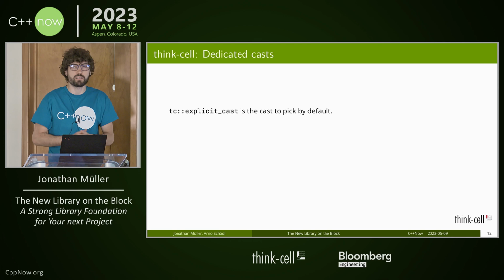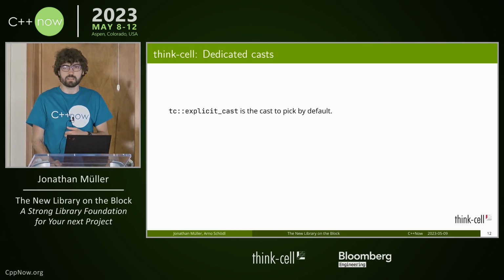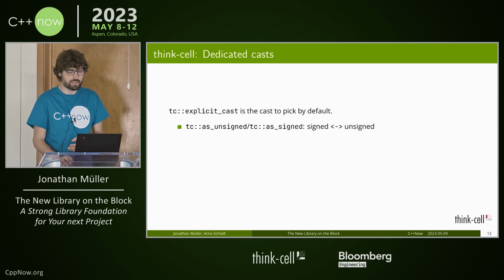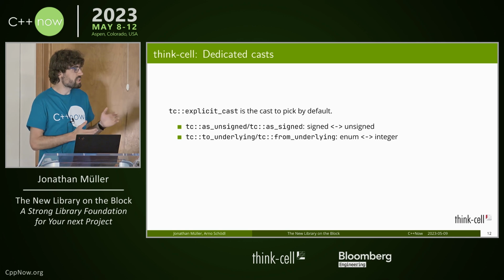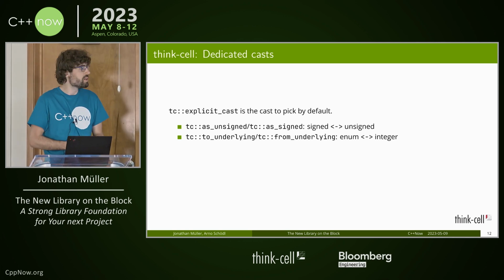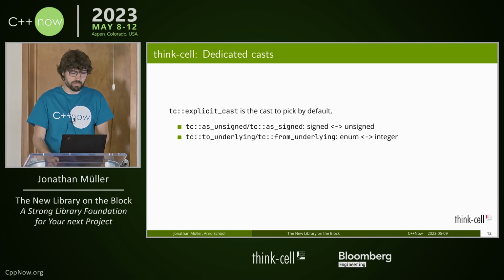Explicit cast is the cast that you want to pick by default. But for everything else, we also have specialized cast operations. For example, you can use as unsigned or as signed to convert between signed and unsigned. When you have an enum, you can use to and from underlying to convert between the enum and its underlying integer type. You cannot use it to convert the enum to float, just this single underlying integer type.